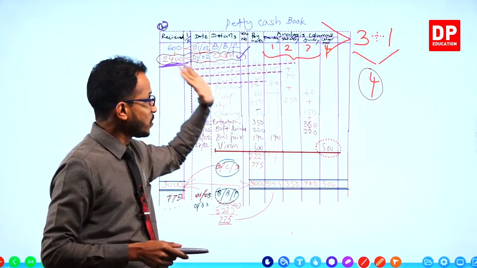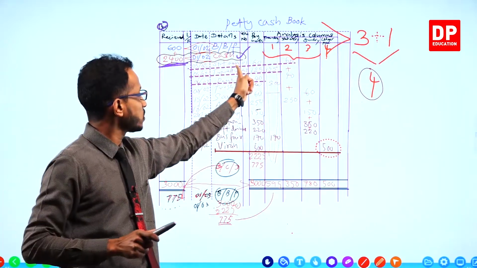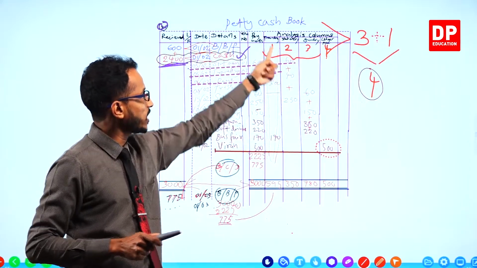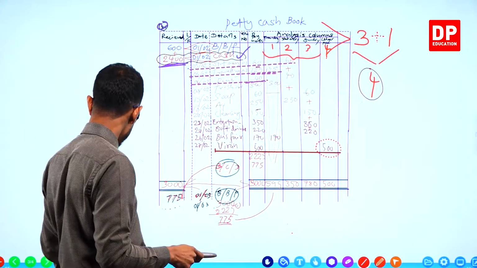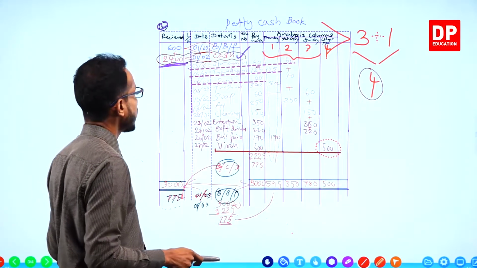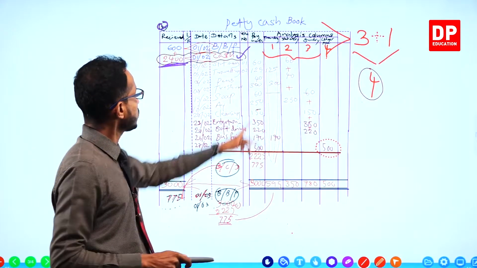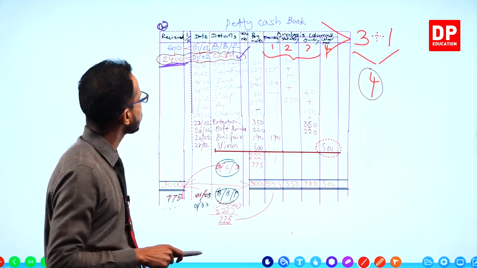No, children. We don't record double entries for each entry. We record the column totals. Okay. No double entries for each and every entry. Payment column totals we record in the relevant ledger account.